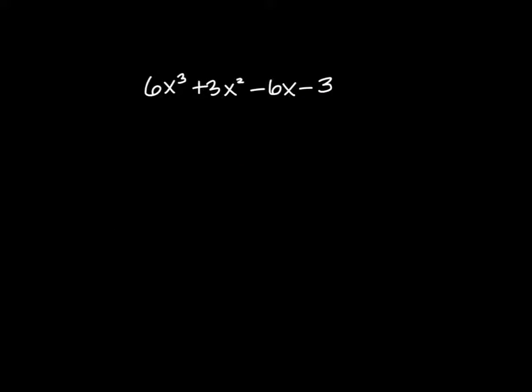Last problem. This problem is intended to kind of be a monster. I'm trying to pick something big so I can show you multiple parts at a time. So remember, first step is always GCF. Notice here that the GCF is 3. So I'm going to rewrite my problem now, and it's going to be 2x to the third plus x squared minus 2x minus 1.